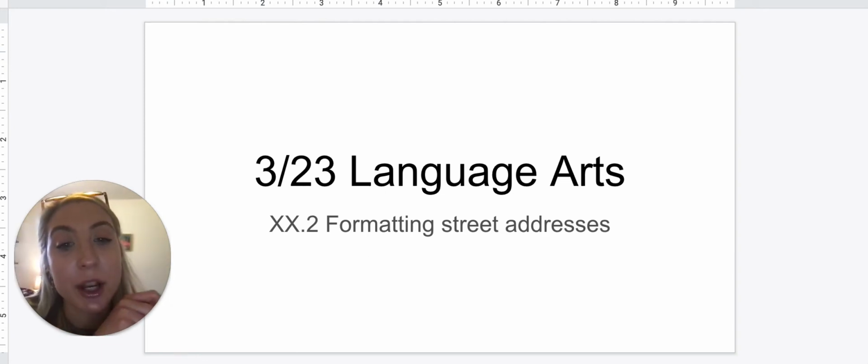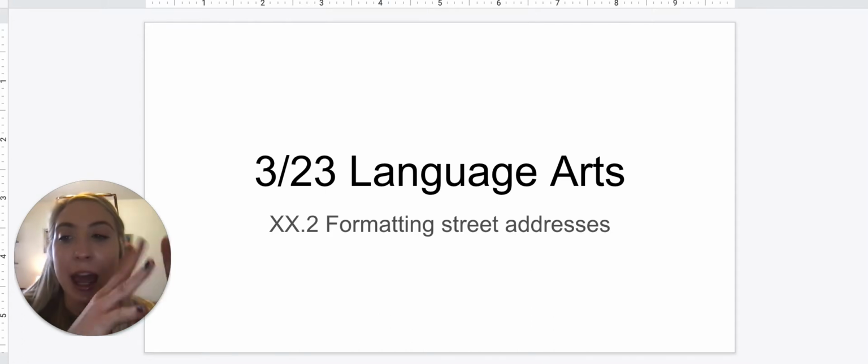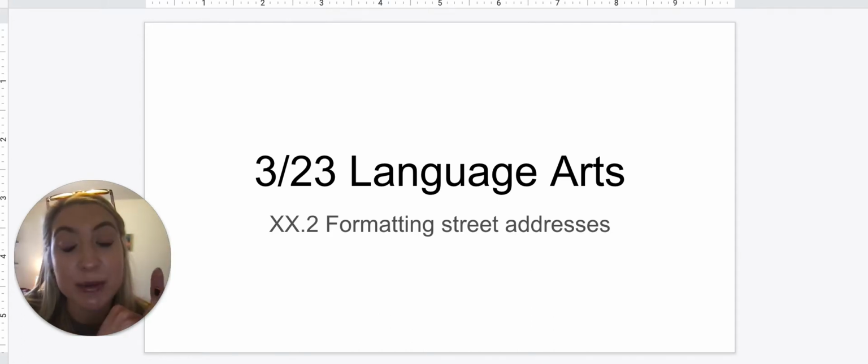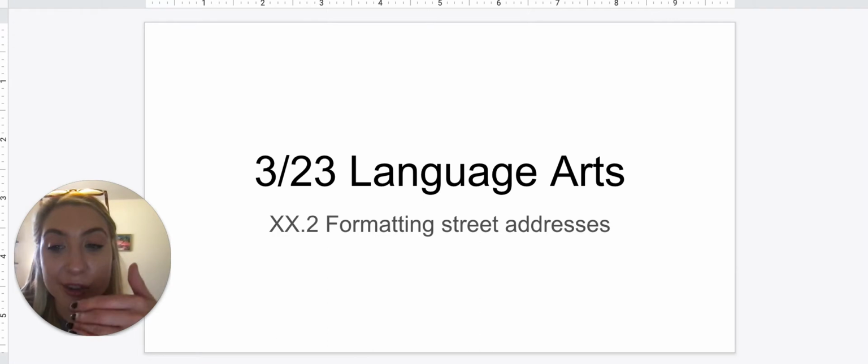Today we're going to be working on formatting street addresses. We've gone over street addresses with our abbreviations from a few weeks ago, and making sure that everything is capitalized, like our states when they're abbreviated are capitalized. So now we're just going to be working on fixing problems and errors in street addresses.